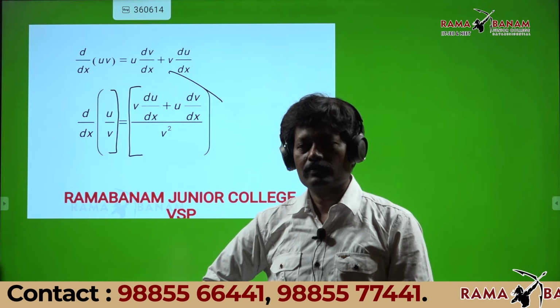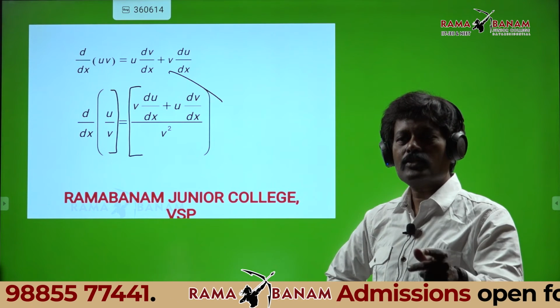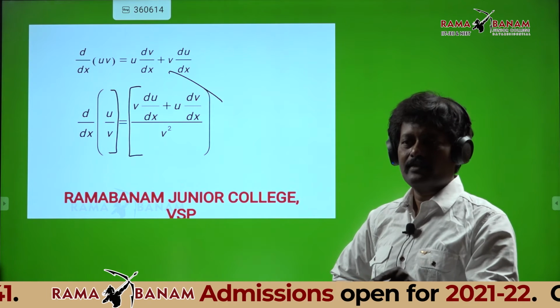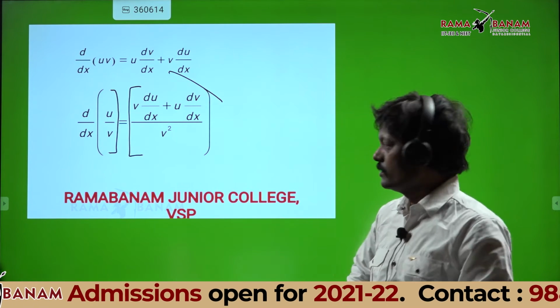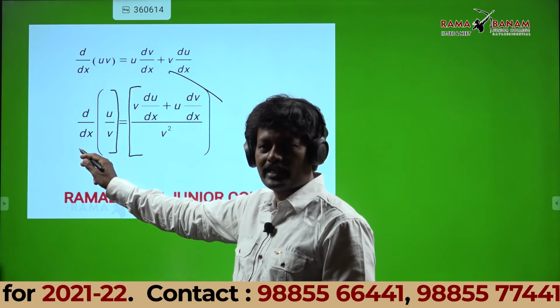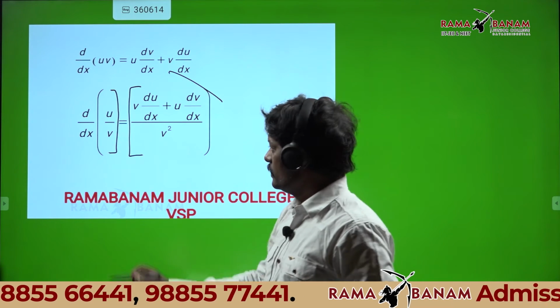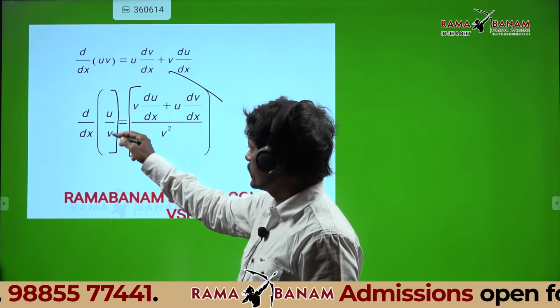Sir, curves, sir. U and v are two functions. Functions of x. That means a function of x. How do you know it's a function of x? We are differentiating with respect to x. d by dx means differentiating with respect to x. So u and v are the functions of x.